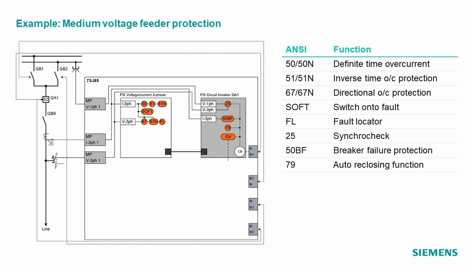Then in this case, you see we have added some other blocks here. In this case, we have 5 additional functions. First of all is a switch onto fault function. That is also a functionality I didn't explain up to now. What does switch onto fault mean?